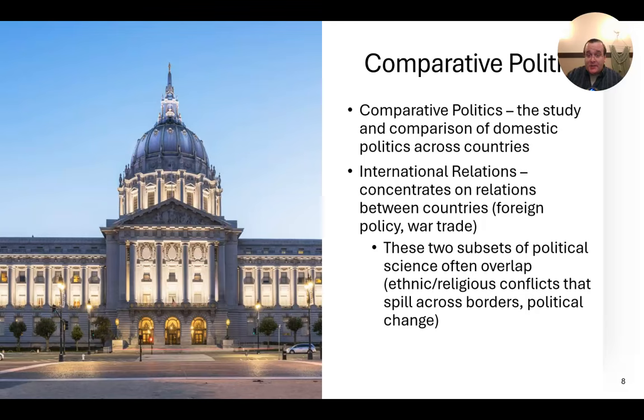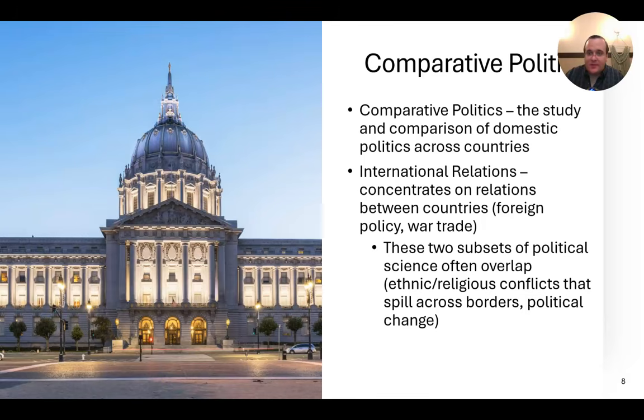International relations concentrates on relations between countries. How do Russia and the United States interact with each other? We can even get into the leader level. How do Donald Trump and Vladimir Putin cooperate or not? We look at foreign policy, we look at war.